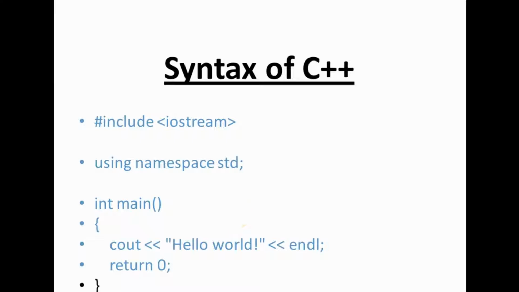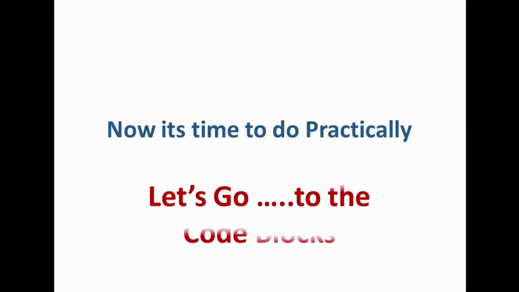So how can we write the program? Now it's time to do it practically. We have one software, its name is Code Blocks, where we will write the code, and for each and every line of code we will see what the flow of execution would be and what the syntax of C++ programming is. Each and everything we will see practically. So now we are directly flipping to Code Blocks.